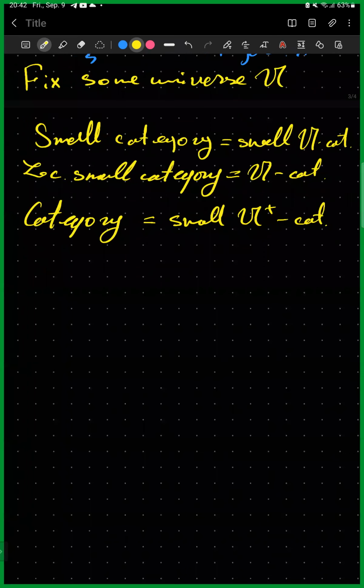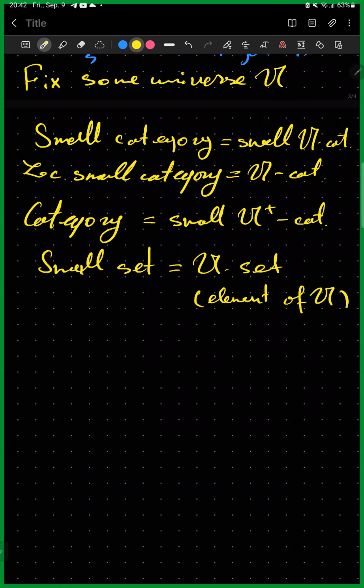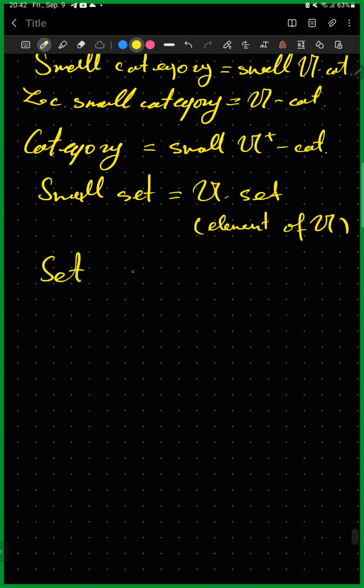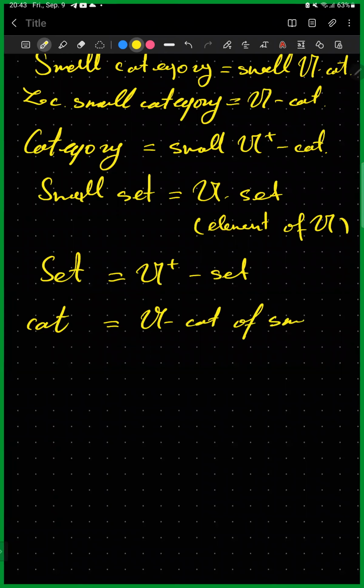In the same vein, a small set is the same as a U set that is an element of U, and just a set equals a U plus set. Similarly, Cat small means the U category of small U categories, and Cat large means the U plus category of small U plus categories.